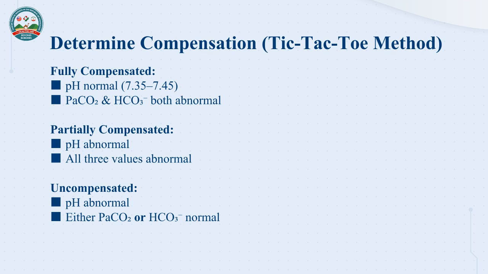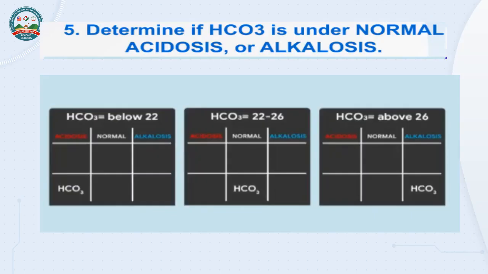Uncompensated. The pH is abnormal, and either PaCO₂ or HCO3 is still normal. This shows the other system hasn't stepped in at all. So by looking at compensation, we can tell whether the body is already balanced, is still trying, or isn't compensating at all. We look at HCO3, which represents the metabolic system, mainly the kidneys.